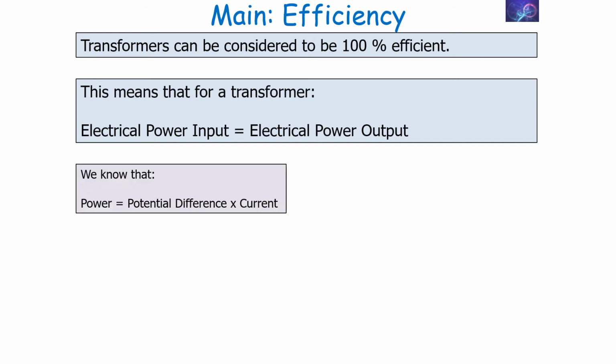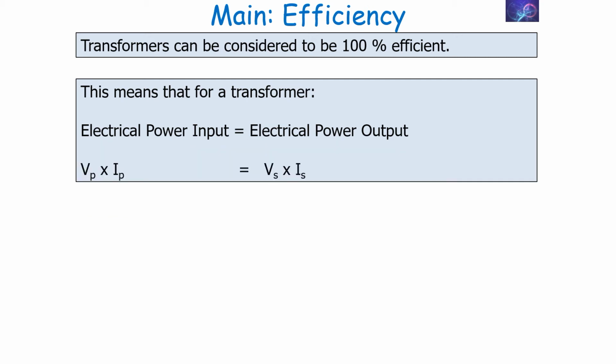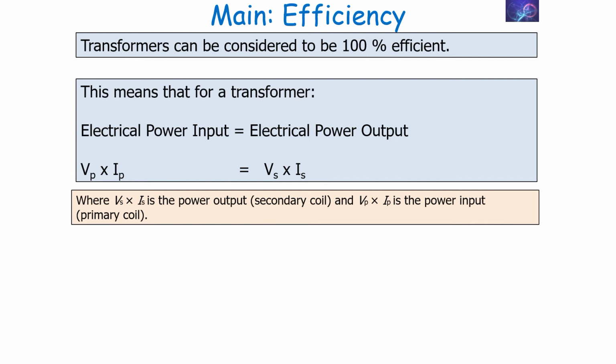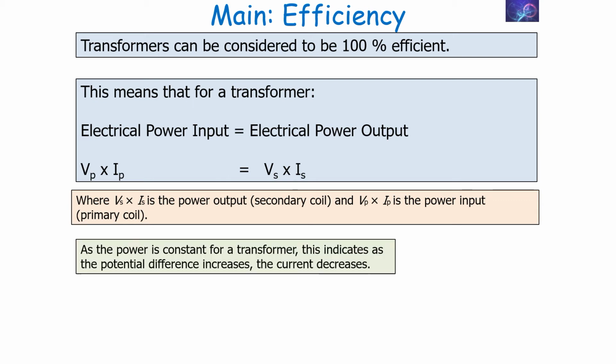Now we know from previous work that electrical power is equal to potential difference times by current, so we can say that Vp times by Ip is equal to Vs times by Is, because Vs times by Is is the power output, it's the power of the secondary coil, whilst Vp times by Ip is the power input, the power of the primary coil.